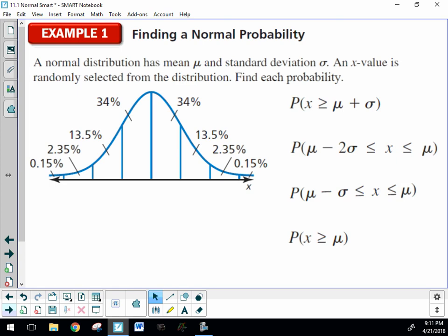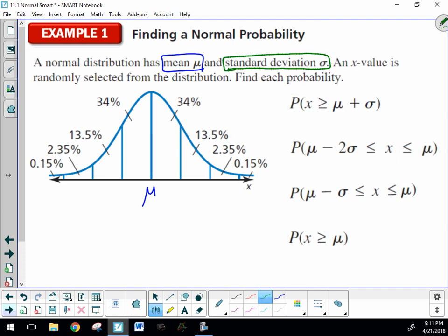I think this notation is a little bit challenging. So this is probably one of the more difficult things that we'll do during this lesson. So the mean is mu. With the normal distribution, that mean is right in the middle. The standard deviation is sigma, so that means we're counting out by sigmas. I'm not going to write the mu, I'm going to just write the sigmas.